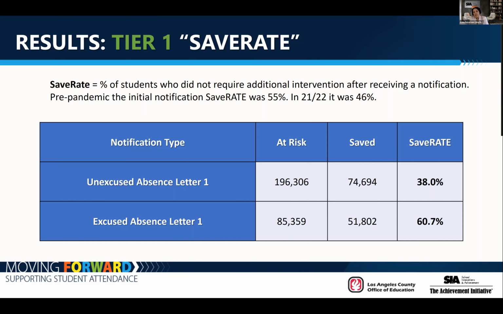Pre-pandemic, our initial save rate was 55%. So more than half the time, if a communication went home to a family, absences stopped. This last year, our average was 46%. I think that's important. It's effective, it's almost half, and I think that most districts should continue to utilize this.